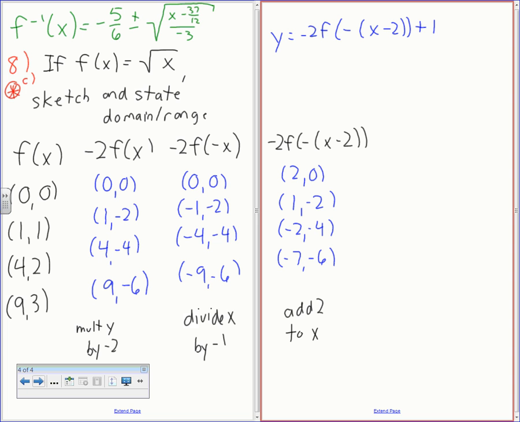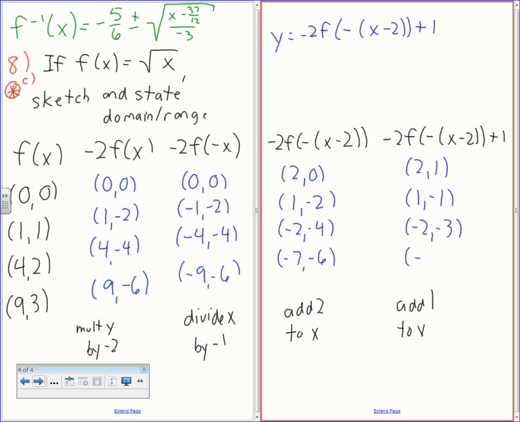All right, Austin, -2 f of negative x minus 2 plus 1. What is that plus 1? Every y value. Good. Okay, 1 to 1. I'm going to graph this in a sec too, so just get a little piece of graph paper if you need to. 2 comma 1, 1 comma -1, -2 comma -3, -7 comma.